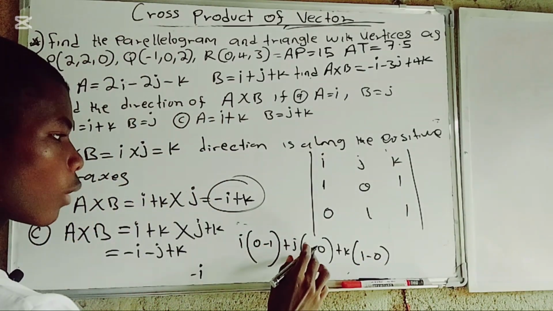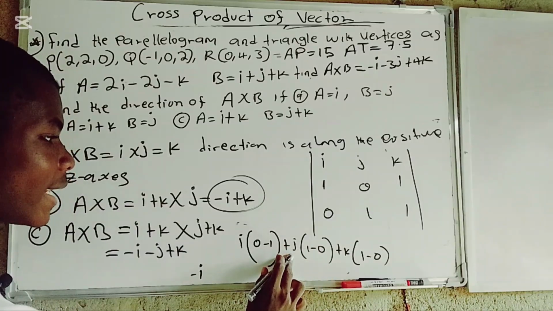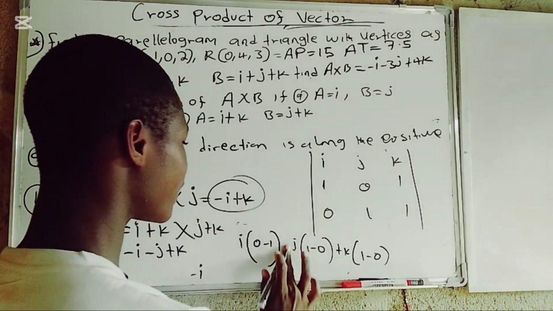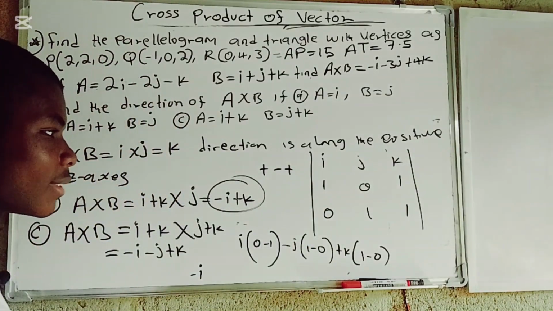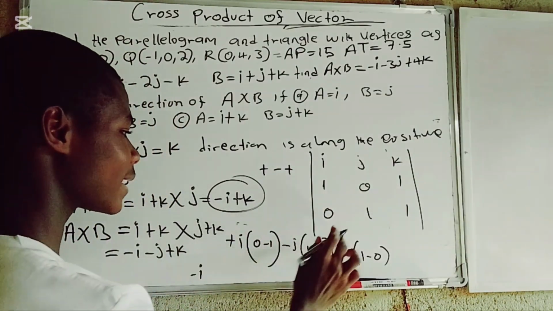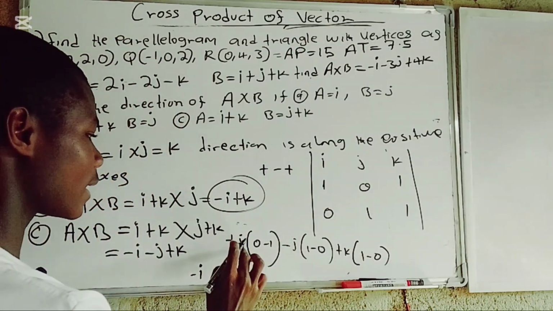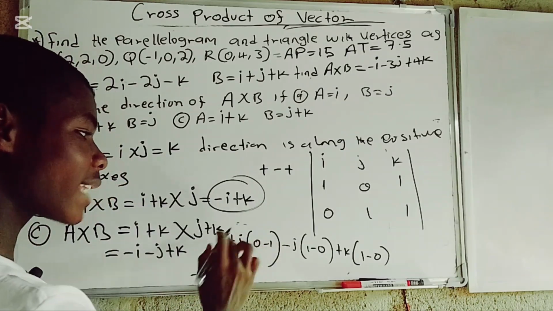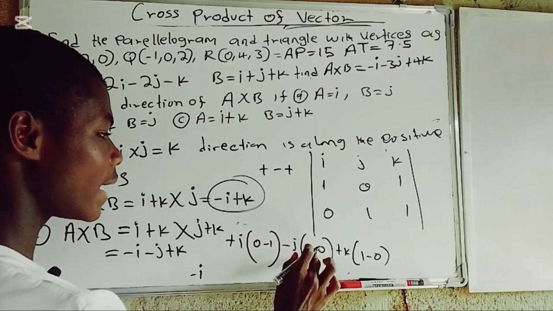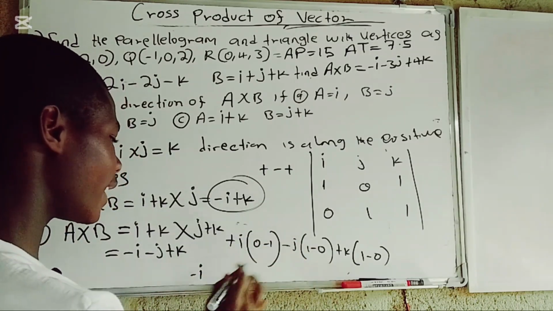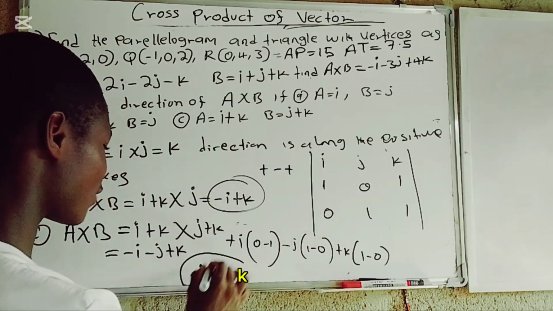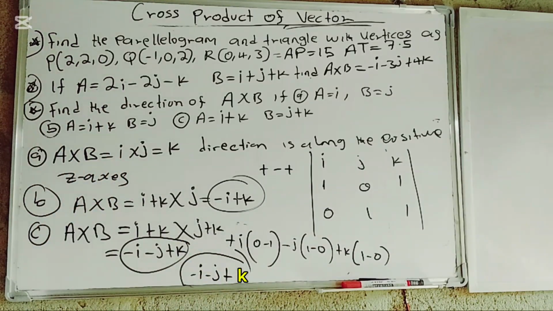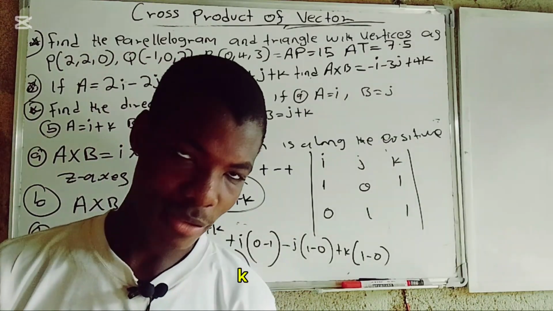Sorry, here I have a negative sign because it goes positive, negative, positive. So this is positive, this is negative, this is positive. So this is negative 1 times positive i, which is negative i, and I have 1 multiplied by negative j, which is negative j, plus 1 k. So guys, this is the same thing as this. Try to be smart.